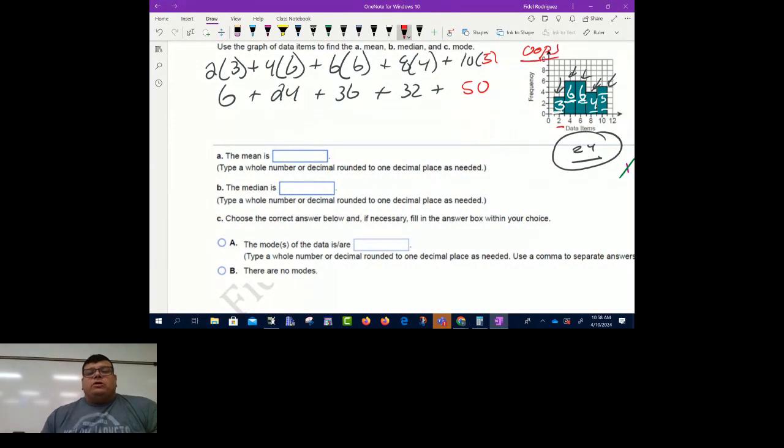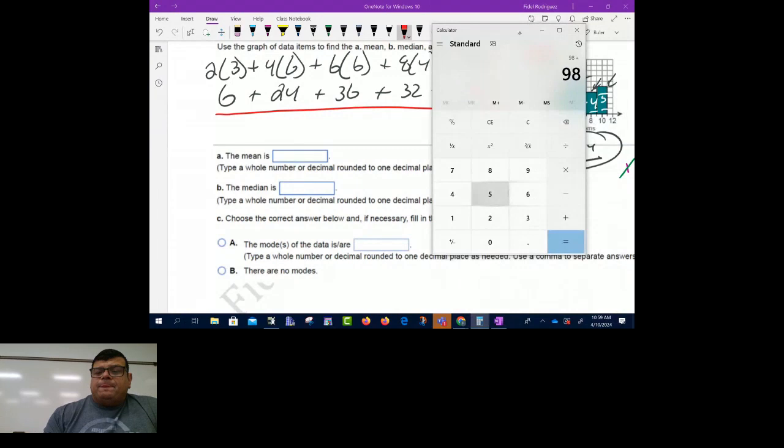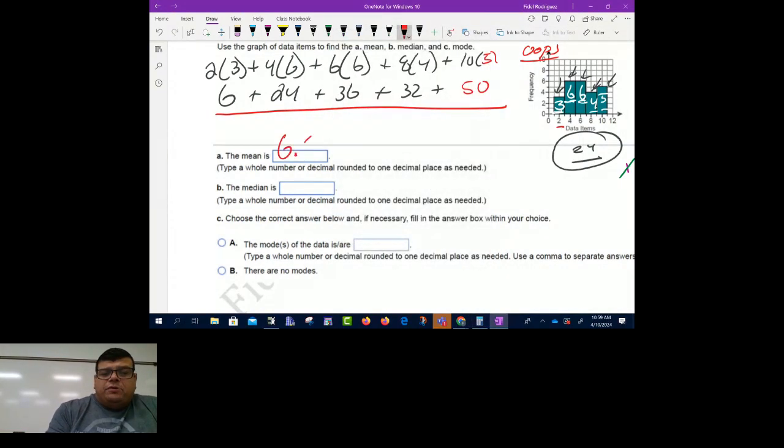Okay. So let me take these numbers, y'all, and let me add them and find my average, okay? Sorry about that, guys. 6 and 24 and 36 and 32 and 50. Okay, and we're dividing it by, what do we say? 24 is 6.2. Okay, so we're a little bit off there. Boom, 6.2.